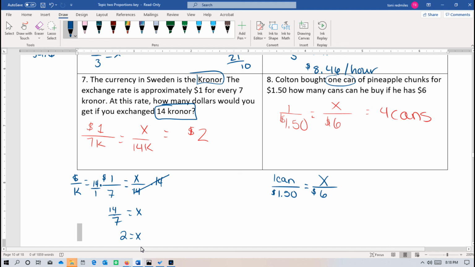All right, so the 6 is dividing x, so to undo that, I have to multiply. And it's going to be 6 over 1.50 equals x. I can do that real quick for you. I got to multiply top and bottom by 10 to get that decimal out. 15 into 60. Well, 15 goes into 60 4 times. So 4 cans. That's all I can buy with my $6, or Colton can.